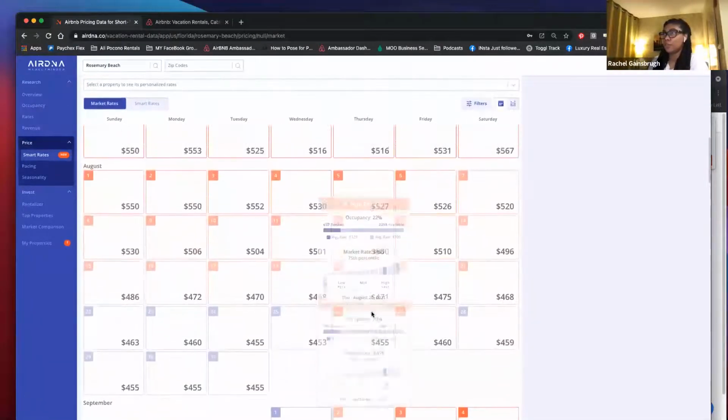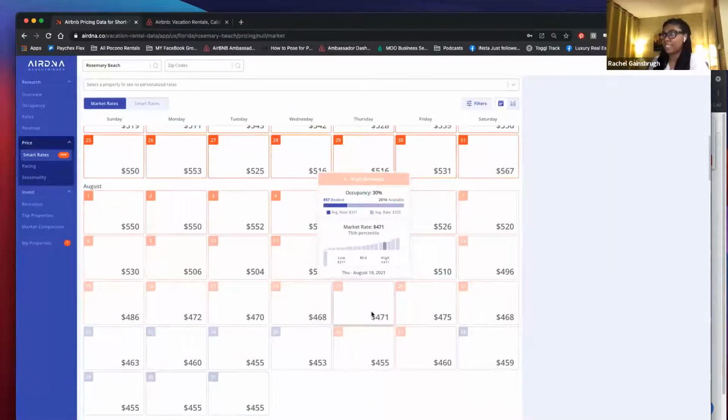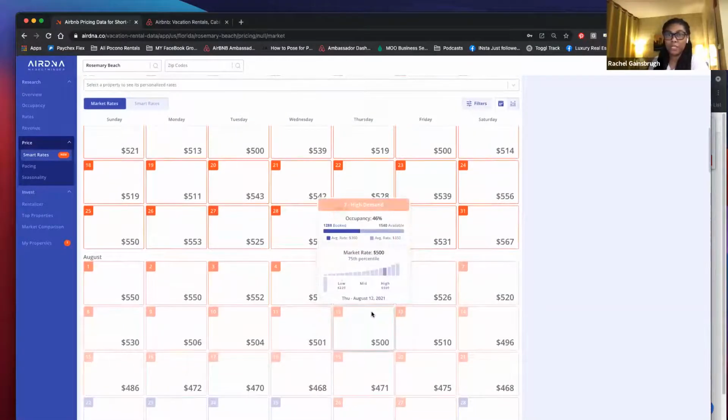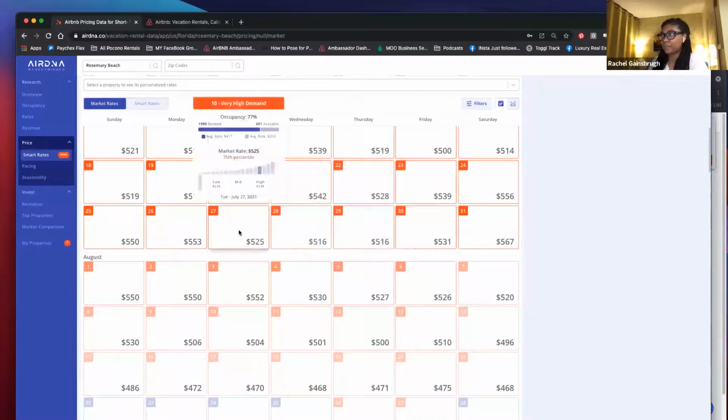Okay, so before I move on to the next tab, pacing, I'm going to pause for questions. Like I said, I really want this to be as user-friendly and interactive as possible. Any questions, guys?